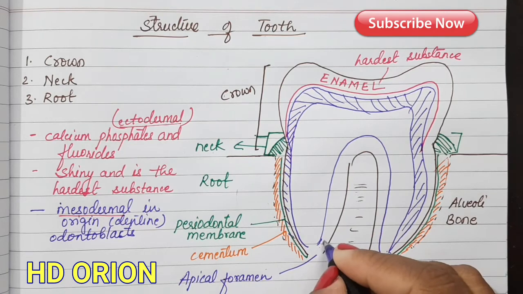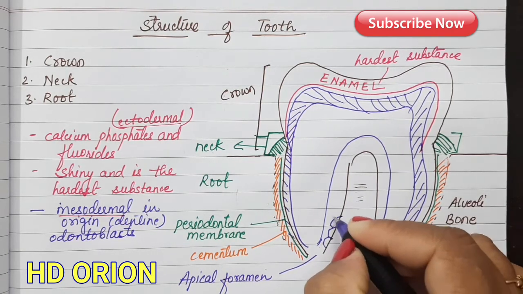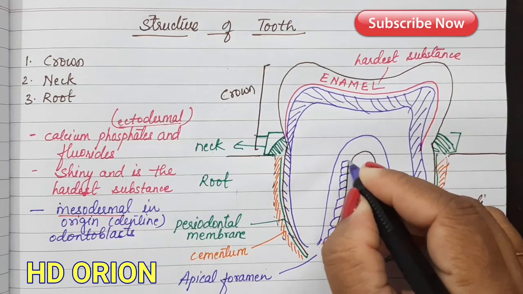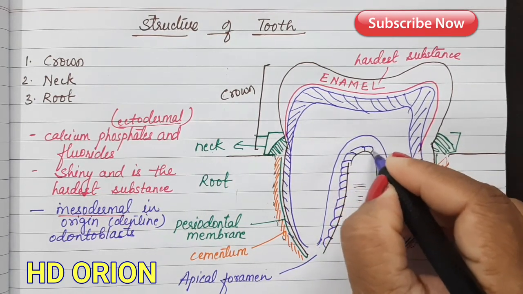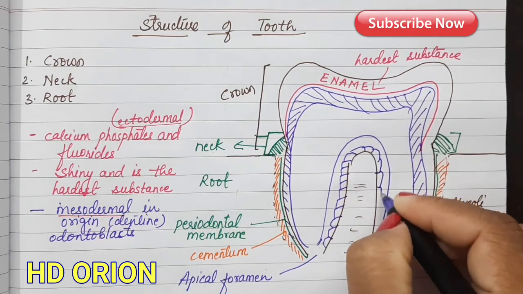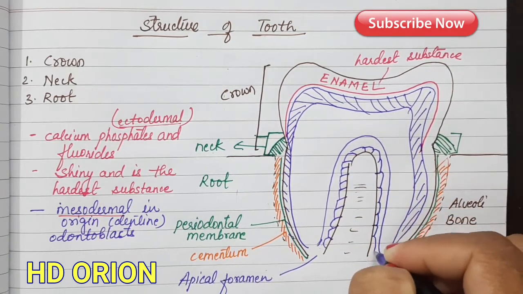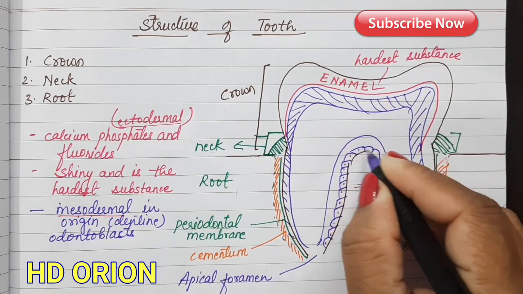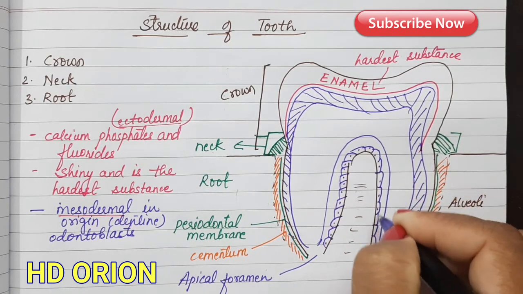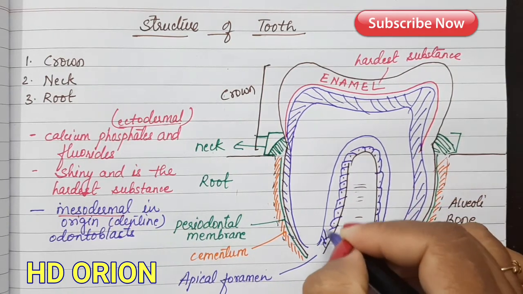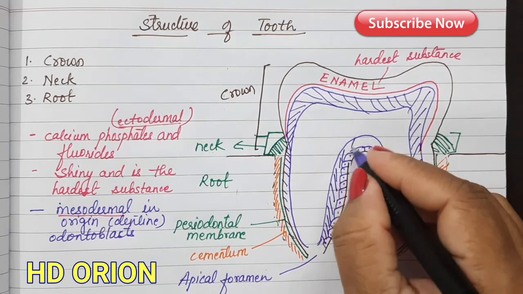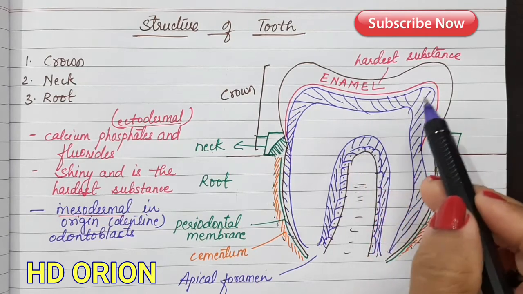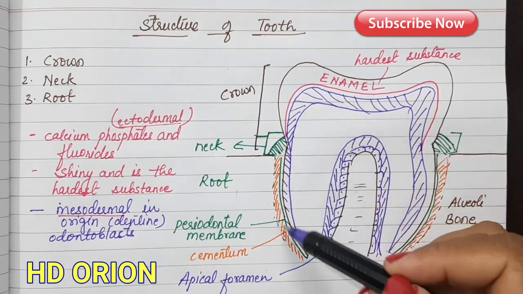So let me make the odontoblasts over here. These cells are present in the lower part, that is the root. The odontoblasts secrete this dentine. This is also very hard, but not as hard as the enamel. So this part is also the dentine. So dentine is present and is the bulk of the tooth. So maximum part and the weight of the tooth is because of the dentine.